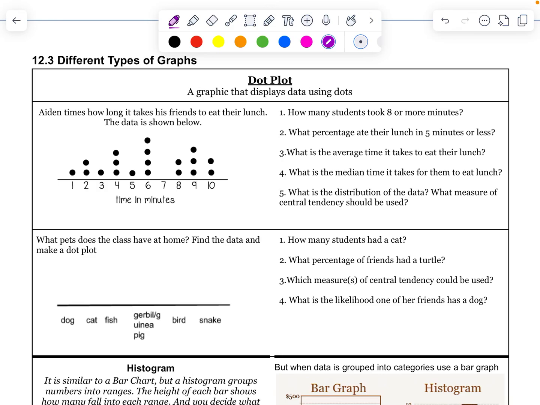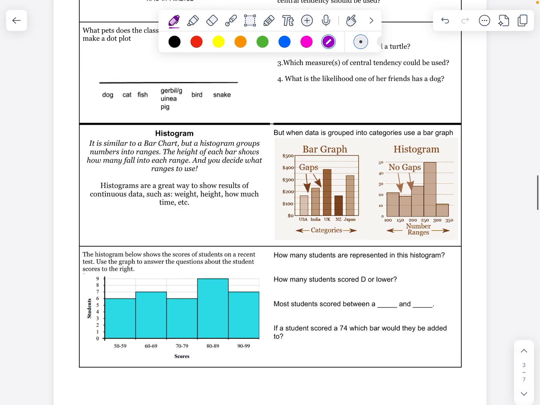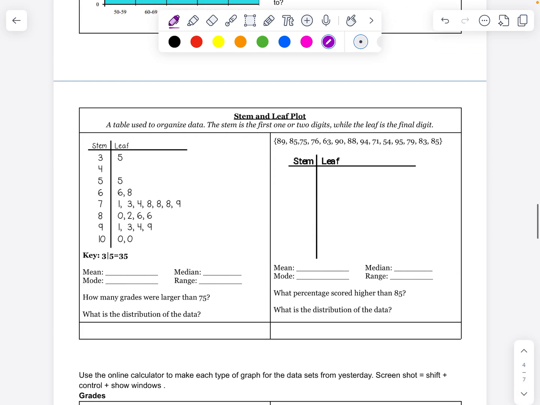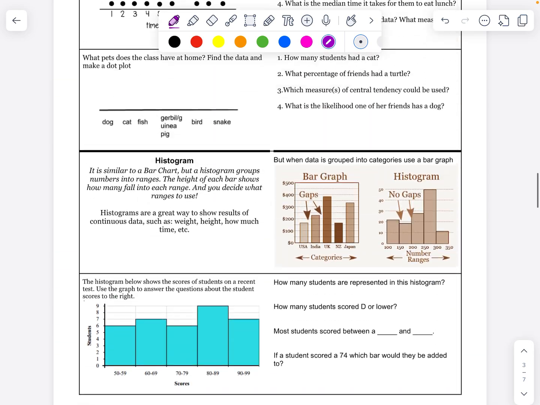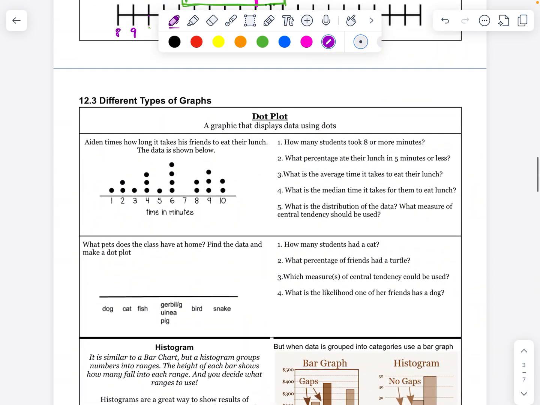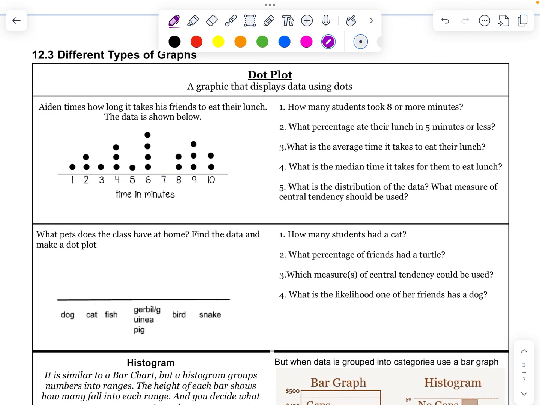Welcome to 12.3, different types of graphs. So we have 3 graphs. We got a dot plot today, a histogram, also known as a bar graph, and a stem and leaf plot. So we're going to be practicing all 3 of those today, as well as reviewing some of our box and whisker plots. So first, a dot plot, a graphic display that uses dots to display data.